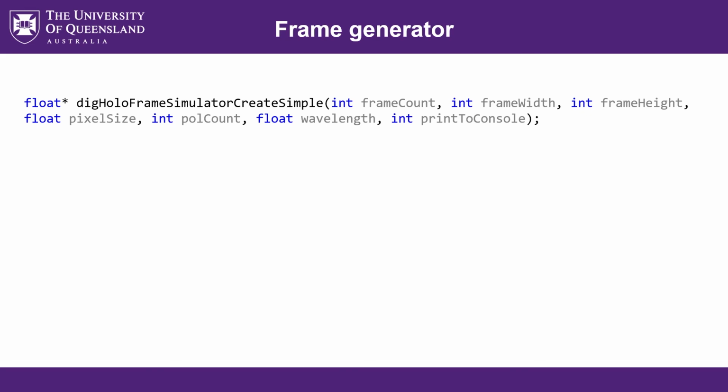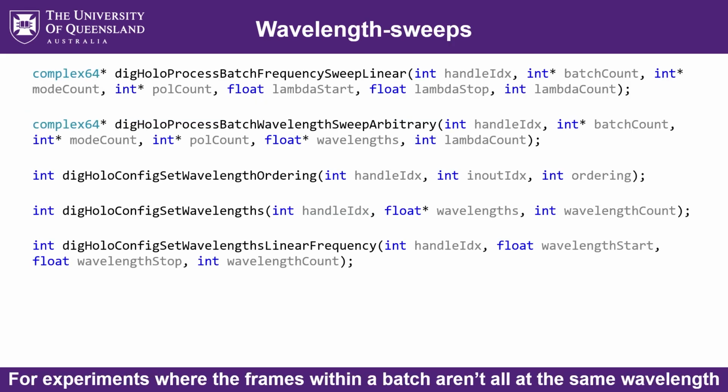There are also options for specifying wavelength-dependent batches. We often do experiments in our lab where we sweep the wavelength of the source as we measure the frames to get things like frequency or time domain analysis. These functions let you specify the relevant parameters for that.